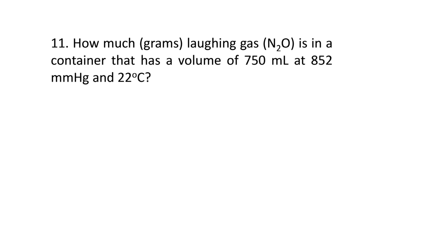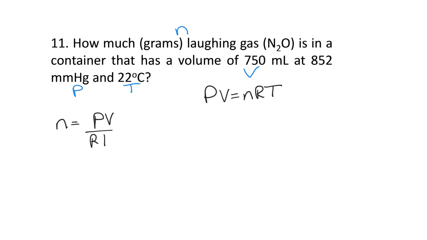How many grams of laughing gas, N2O, is in a container that has a volume of 750 milliliters at 852 millimeters of mercury and 22 degrees Celsius? So we're looking for N. We have a volume, we have a pressure, and a temperature. The equation we're using is PV equals nRT, but we need to solve it for N. So N equals PV over RT.